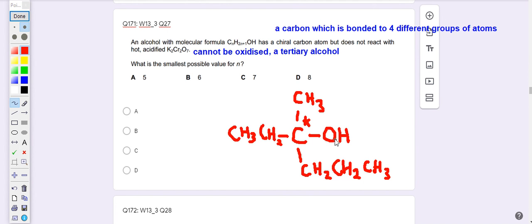Why don't I put a CH2OH here? If I put CH2OH here, yes, correct. This is still a chiral center, but you see I'm adding another carbon. So N will be 8, which is not the smallest possible value for N. So this is still the smallest possible value for N, and at the same time matches all this description. So the answer is C, 7 carbon. N is 7.